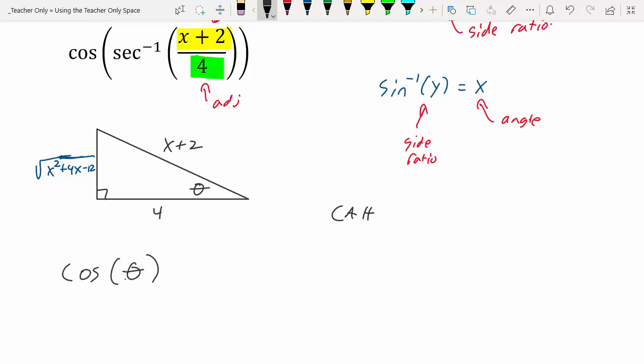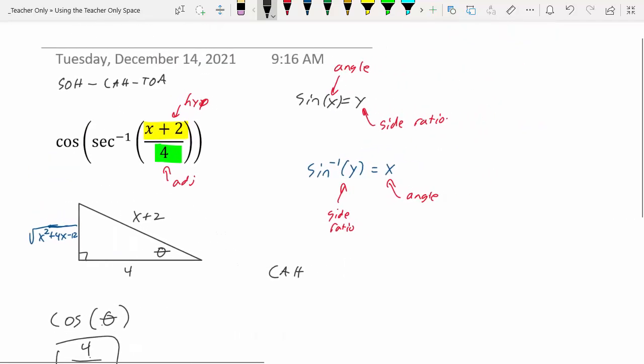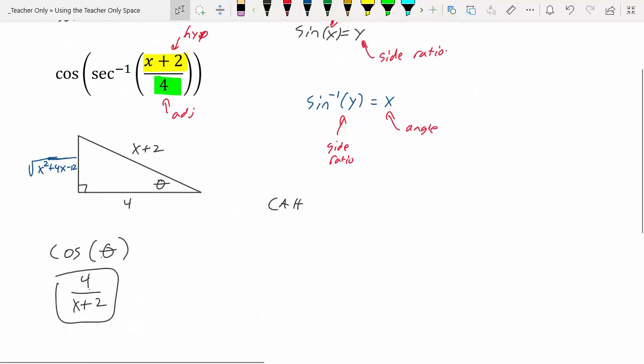So therefore, I can evaluate this by saying, what is my adjacent? 4. What is my hypotenuse? X plus 2. And this is kind of the neat thing. I didn't even have to do the Pythagorean to do this problem because cosine and secant are using the same sides. They're just the inverses of each other. So we are done. The answer to simplifying this would just be 4 over x plus 2.